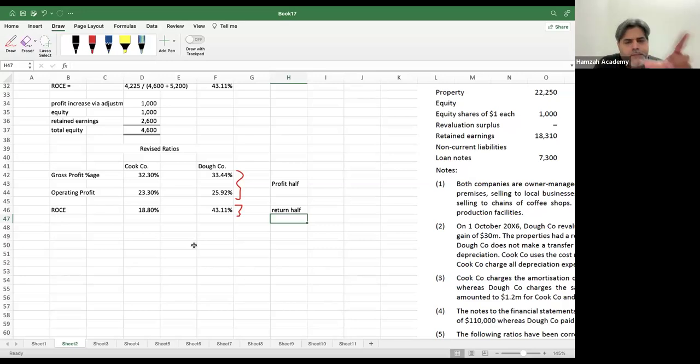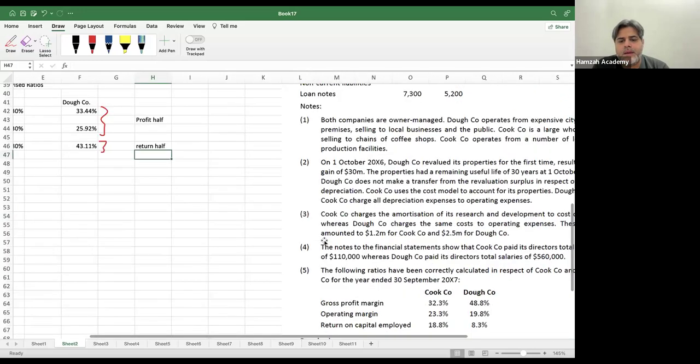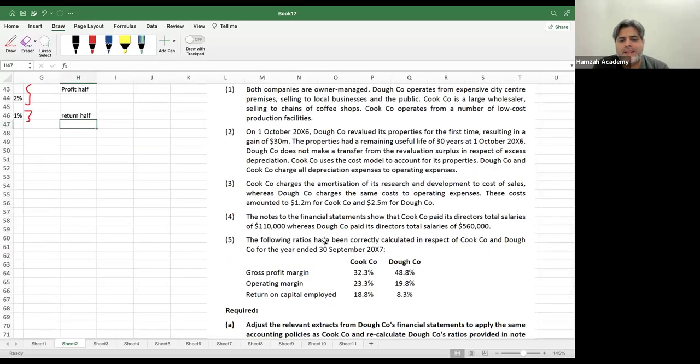Then, one point which is notable is the higher amount of salaries paid by the Dough Company. The salaries paid to the directors over here are just 110, but over here this is a very massive amount of 560,000. Obviously, if the Dough Company's management starts taking lower salaries, then the profits can really go up as well, right?